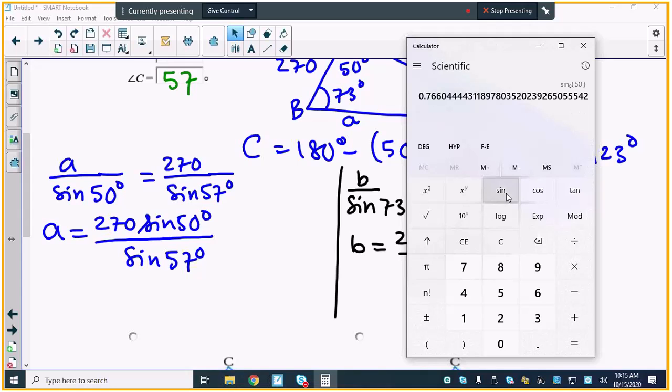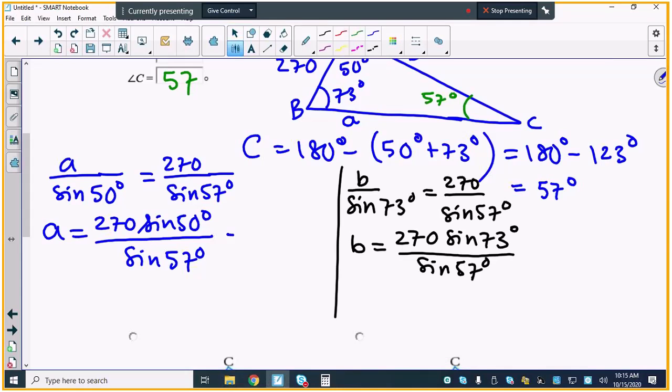And then you are going to multiply 270 with that and divide by the sine ratio of 57 degrees. Rounding to the nearest integer, we get 247. So A is 247, and we're going to find out the value for B.